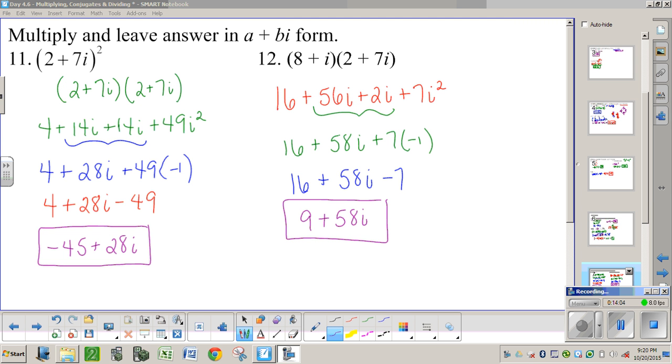All right, I am hoping that you multiplied everything very carefully, replaced your i squareds with negative 1s, and very carefully combined like terms, ending up with negative 45 plus 28i for number 11, and 9 plus 58i for number 12. Okay, if you didn't come up with those answers, I did everything step by step, so you can follow my work and see if you can catch your mistake.